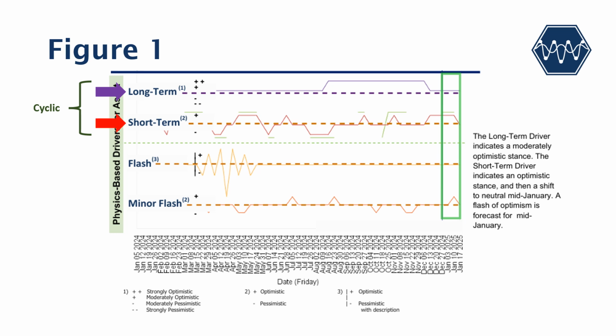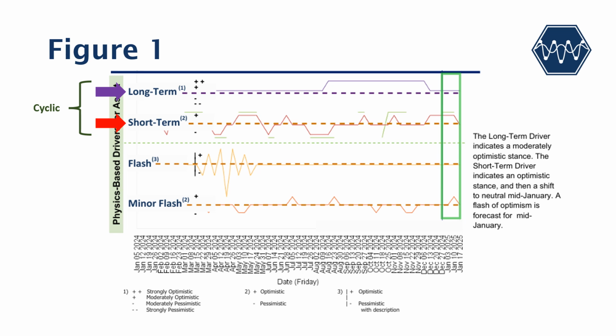The short-term driver, shown as the red line, is another cyclic driver. Its shifts happen more often, with periods between shifts lasting anywhere from 1 week to several weeks. For this driver, we show 3 different conditions: optimistic, neutral, and pessimistic. You'll also notice green lines appearing above and below the short-term driver from time to time. These are what we call confirmation lines, and they highlight periods when market prices are more likely to be influenced by the short-term driver.